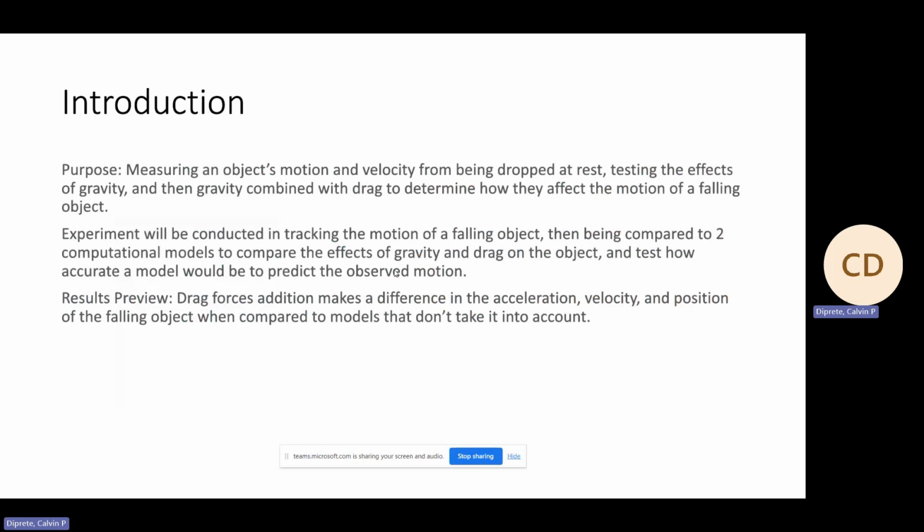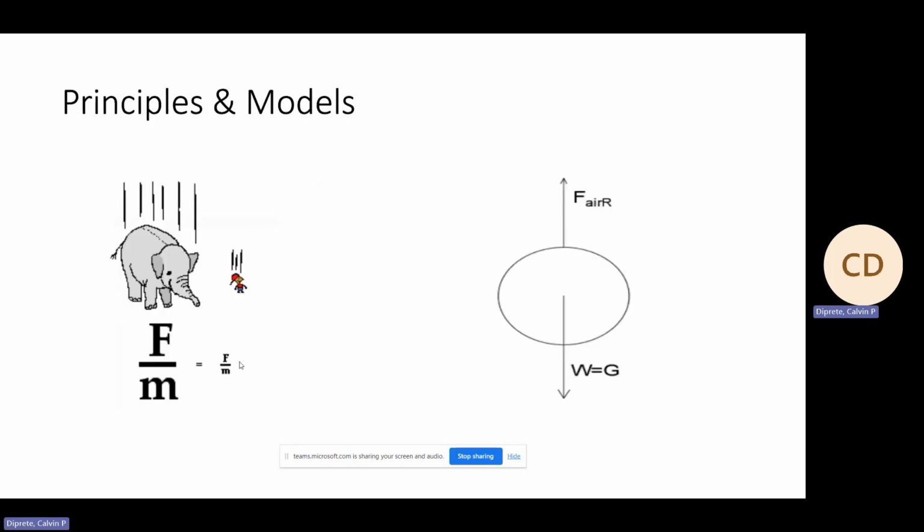The results preview. Drag force's addition makes a difference in the acceleration, velocity, and position, so pretty much everything we're measuring of the falling object, when compared to the models that don't take it into account. For some of the principles of the models, it's just the force of gravity and the force of drag we're using, and the net force.